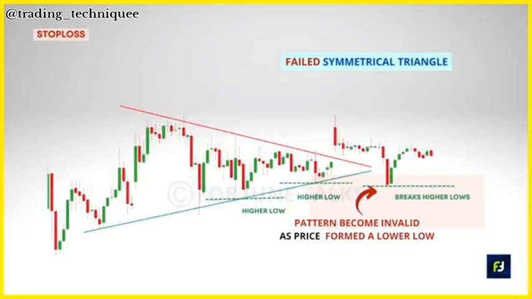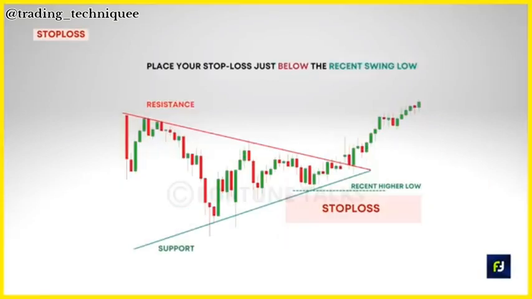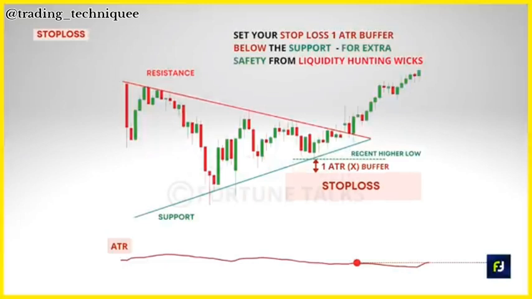Now, since the pattern forms higher swing lows, if the price moves below the recent swing low and forms a lower low, then we can be sure that our analysis was wrong. So it is exactly the place where you need to keep your stop loss, just below the recent swing low. You can give the price some breathing space by adding one ATR buffer below the recent swing low to compensate for the deep stop loss hunting wicks.